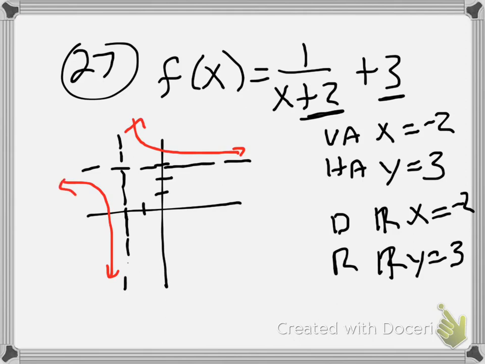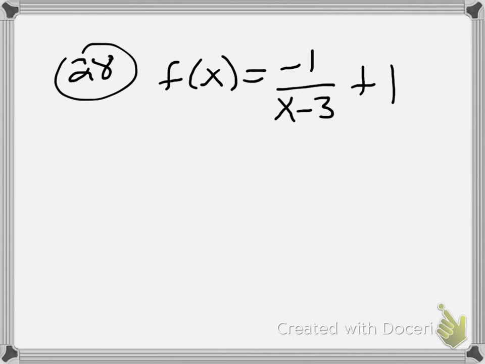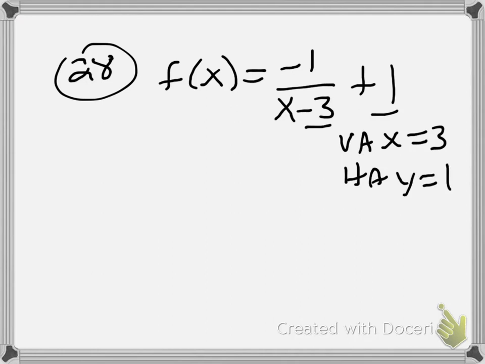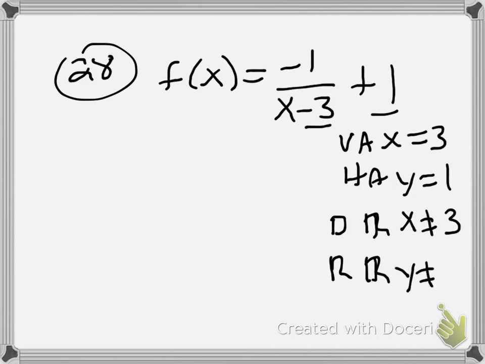Alright, question 28. So again, my vertical asymptote deals with this number, it just changes sign, so x is equal to 3. Horizontal asymptote deals with this number, and it's going to stay the same. So I can easily list my domain and range, again as all real numbers. Sorry, that looks really crappy.